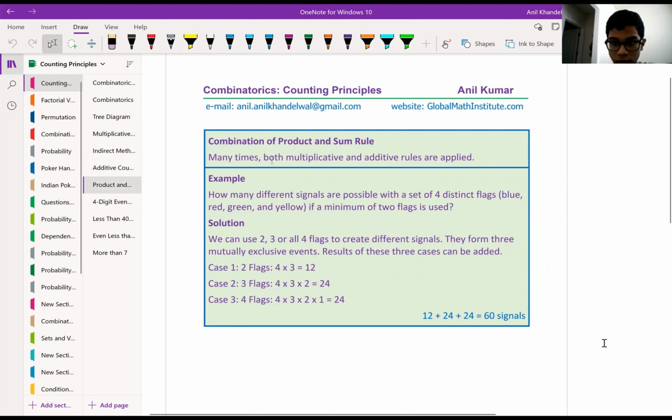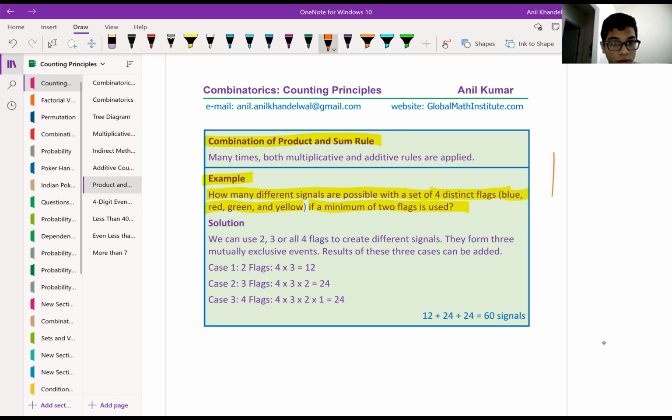Now, in many cases, what we have is a combination of product and addition. This is where things really become complicated, correct? So let us take up an example where we could have a combination of the product and the sum rule. Here's an example for you. How many different signals are possible with a set of 4 distinct flags? Let's say they have different colors: blue, red, green, and yellow. If a minimum of 2 flags is used, you understand?